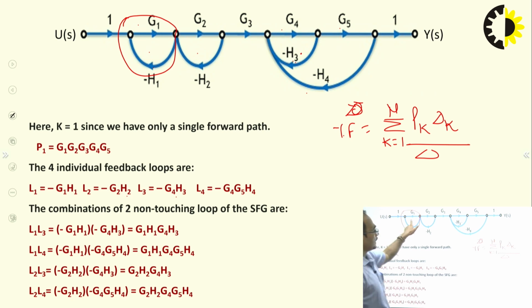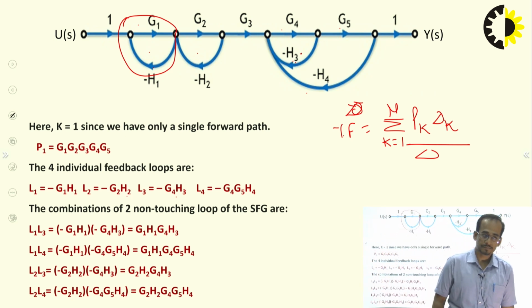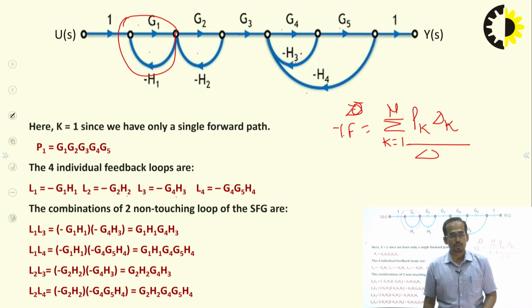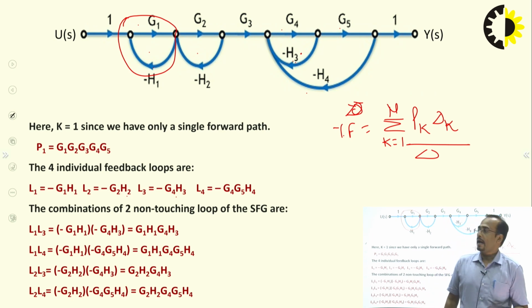Second combination is L1, L4. So the non-touching loop gain will be G1, H1, G4, G5, H4. Third combination is L2, L3. L2, L3 is minus G2H2 minus G4H3, so it will be G2H2, G4H3. And the last combination is L2, L4. So you can see that in this way we can find the individual loops, forward path and two non-touching loops.